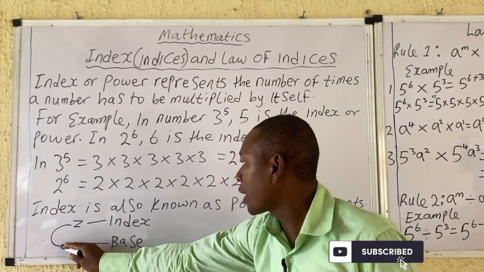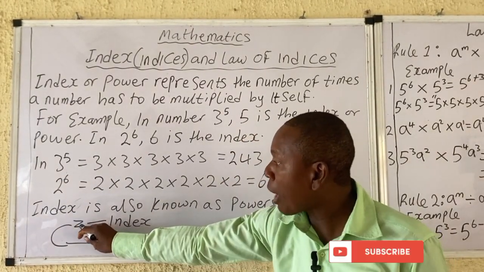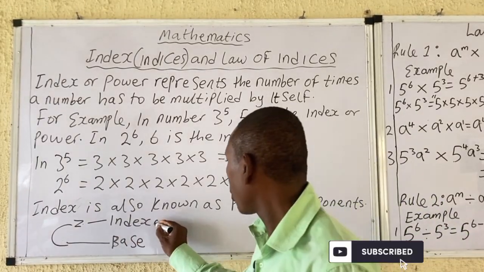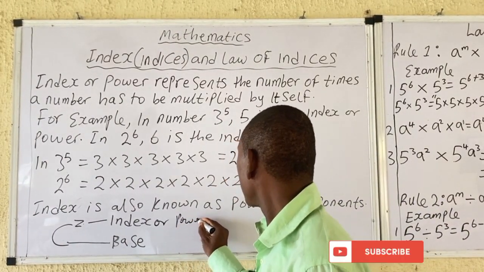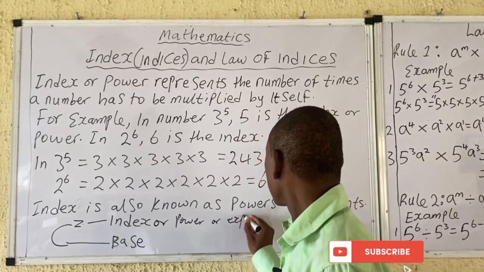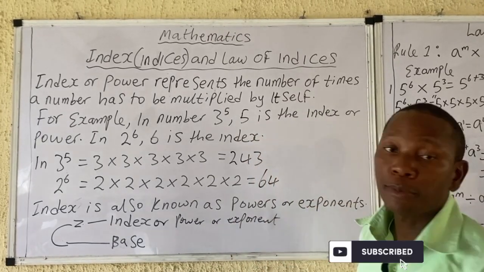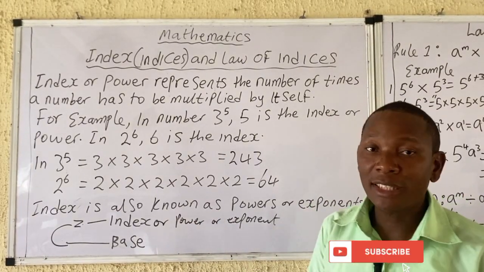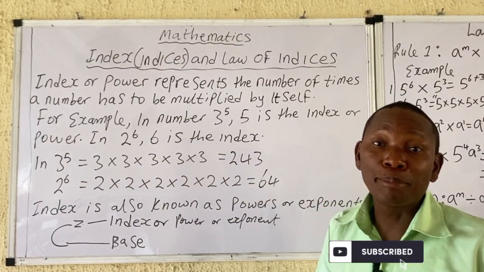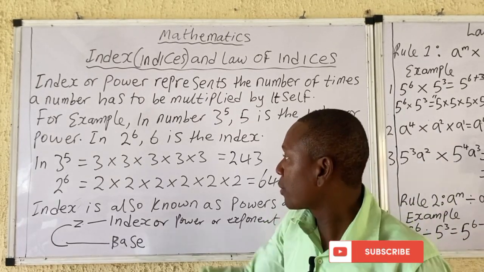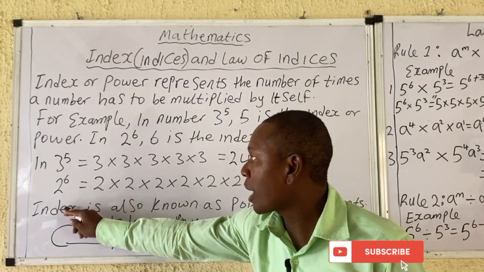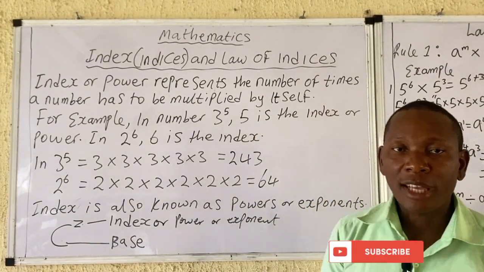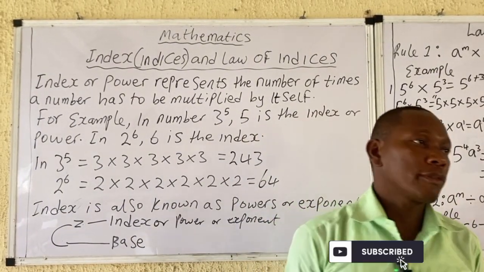So the number here at the bottom is regarded as the base, while the power is regarded as index. Another name for index is power or exponent. Please take note of that. Index is the number of times that a base multiplies itself. Index 6 is the number of times that 2 multiplies itself, and in this case 2 is multiplying itself how many times? 6 times. So now let's take a look at the law of indices.